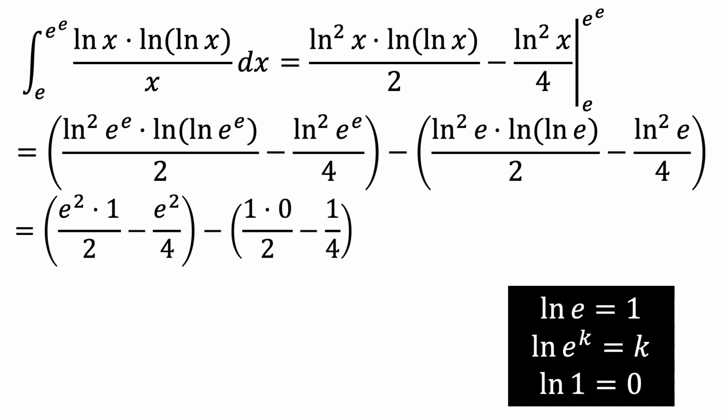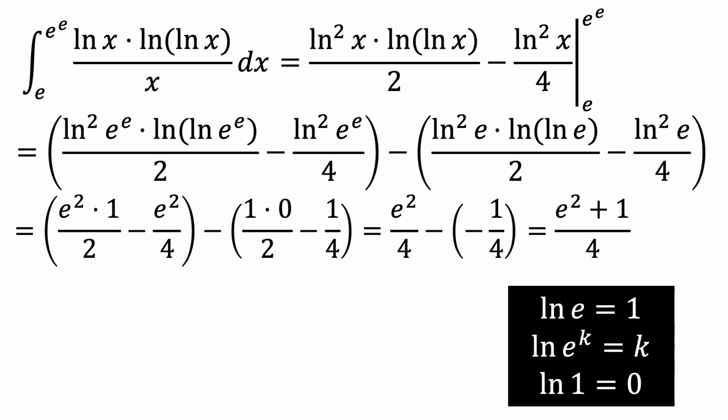If I do these calculations, I would get e squared over 2 minus e squared over 4 minus 0 minus 1/4. Simplifying this gives me e squared over 4 minus negative 1/4. Simplifying this even further gives me e squared plus 1 over 4, which is our final answer.